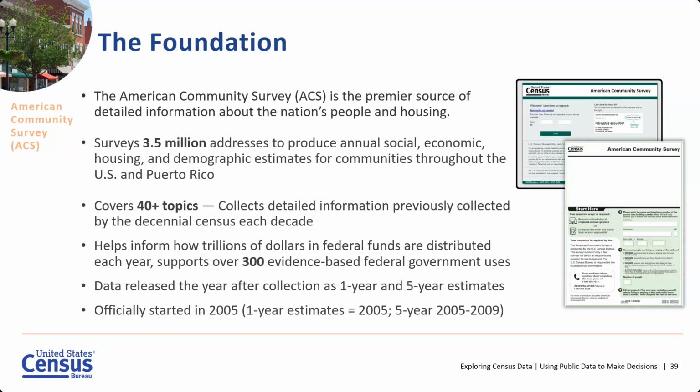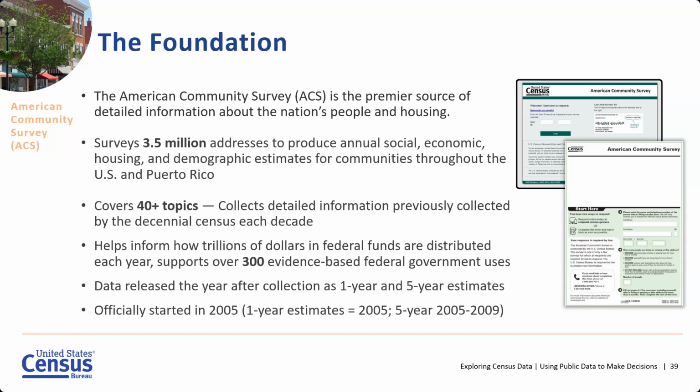The ACS collects this detailed information each year that was previously collected by the decennial census each decade. Information from the ACS generates data that help inform how trillions of dollars in federal funds are distributed each year, supporting more than 300 known federal uses and countless non-federal uses.